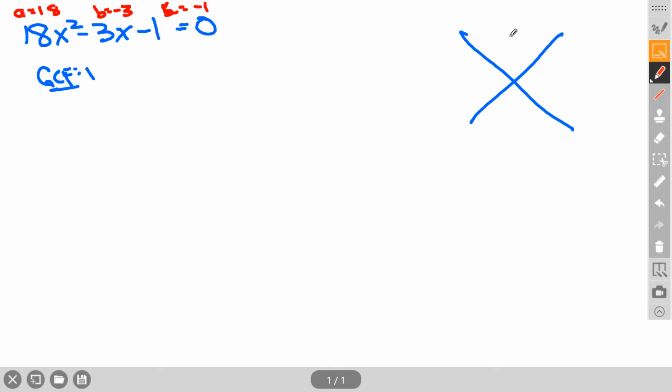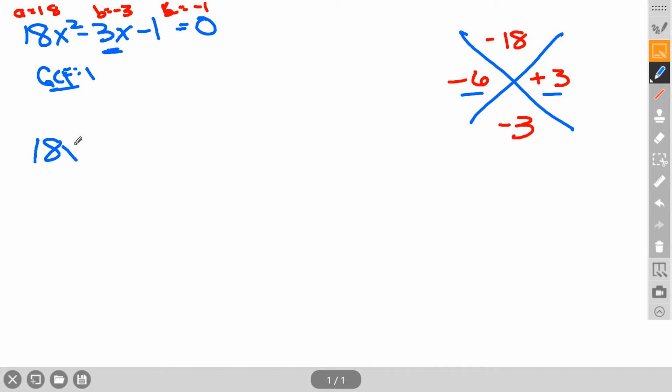So up top is a times c, so 18 times negative 1, so negative 18. And the bottom is b, negative 3. So I'm looking for numbers whose product is negative 18 and whose sum is negative 3. So I'm looking for negative 6 and positive 3. These two add to negative 3, they multiply to negative 18. So, since a is 18, I have to do this the long way. I'm going to use negative 6 and positive 3 to split up the middle term.